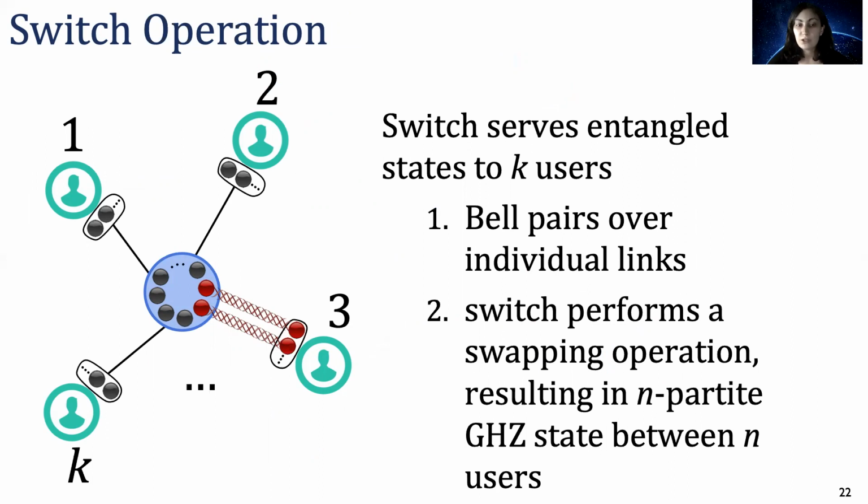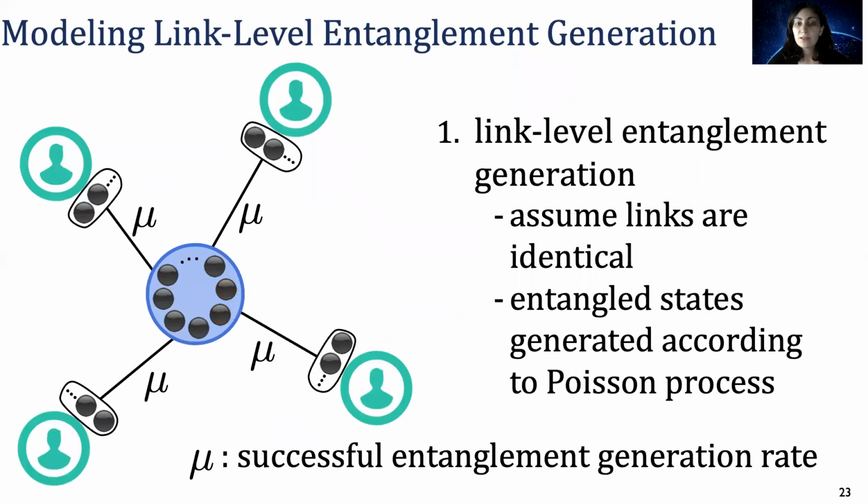via swapping operations. We will model the link-level entanglement generation as a Poisson process with parameter mu representing the rate of successful entanglement generation at the link level. We assume that all links are identical so that they all generate Bell pairs at the same rate.